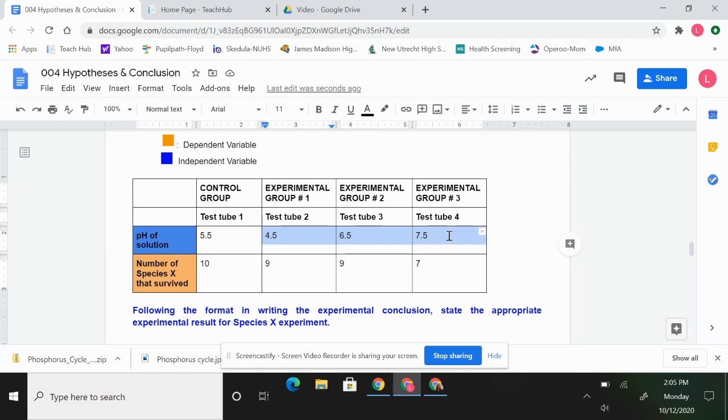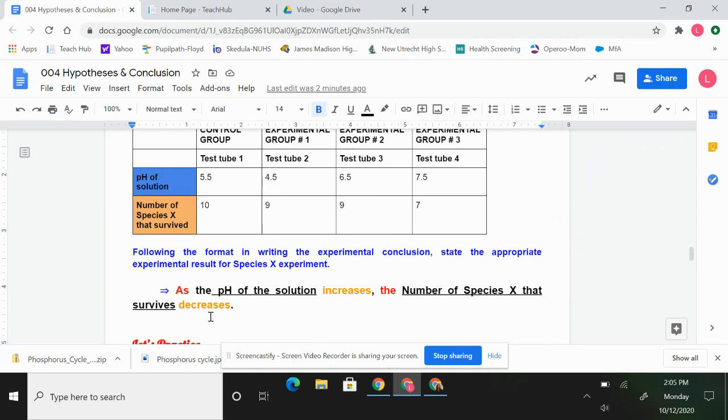Okay, so it's increased. So as you increase the pH of the solution, what happened to the number of species X that survived? Did it increase as you increase the pH, or did the number of survivors decrease? Okay, I guess you can see the pattern there, right? It's decreased.